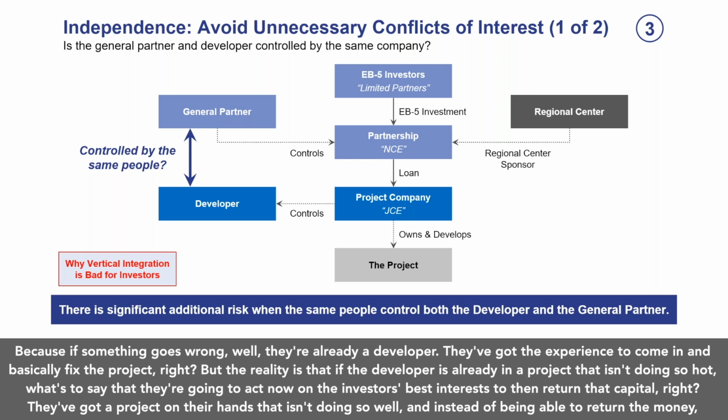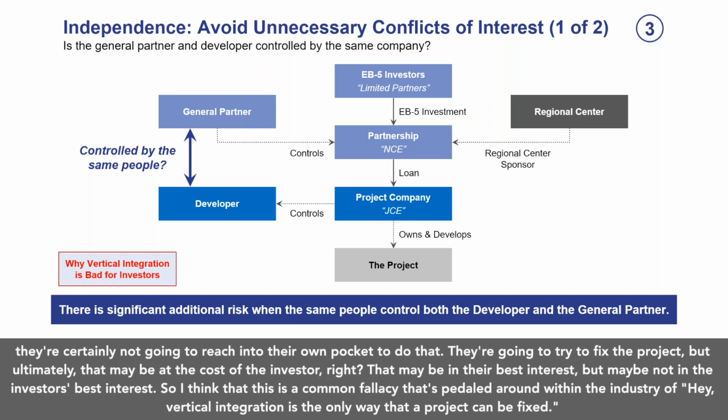They've got the experience to kind of come in and basically fix the project, quote unquote, right? But the reality is that if the developer is already in a project that isn't doing so hot, what's to say that they're going to act now in the investor's best interests to then return that capital, right? They've got a project on their hands that isn't doing so well, and instead of being able to return the money, they're certainly not going to reach into their own pockets to do that. They're going to try to fix the project, but ultimately that may be at the cost of the investor, right? That may be in their best interest, but maybe not in the investor's best interest.